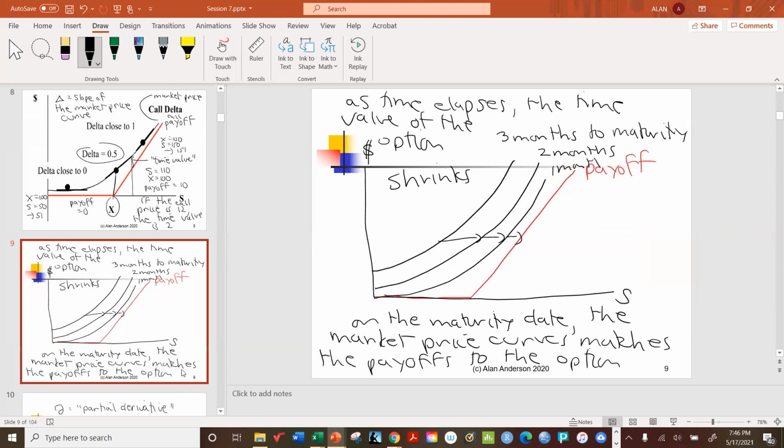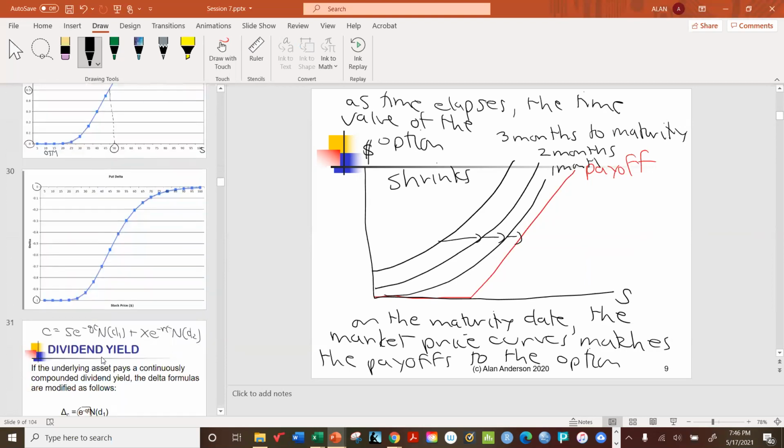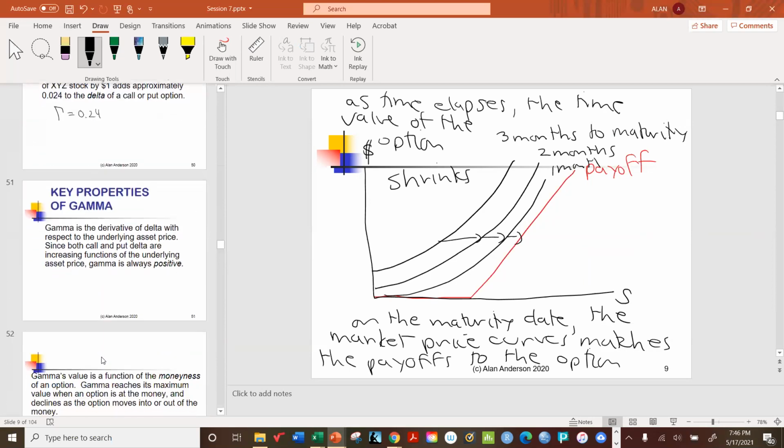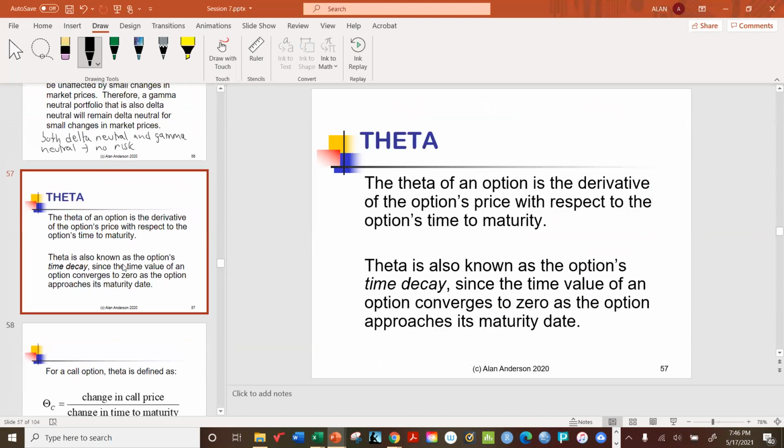So what the theta measures is how much time value is lost as time elapses. It's the derivative of the option's price with respect to the time to maturity. It's referred to sometimes as the option's time decay because the time value approaches zero as the option approaches its maturity date. So the theta should be negative. It tells us how much the time value declines as time goes by.